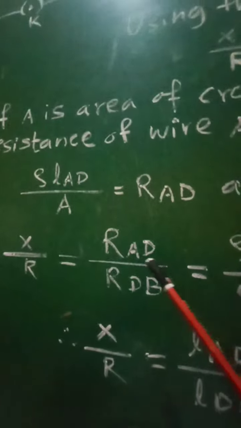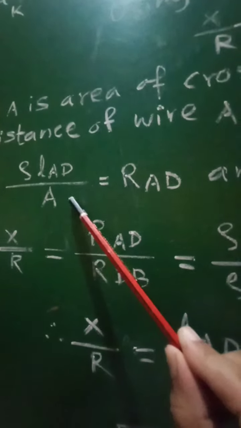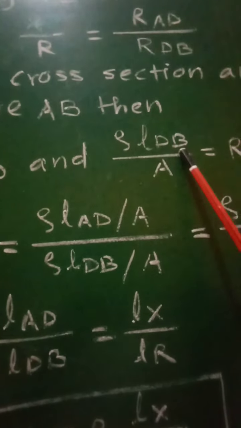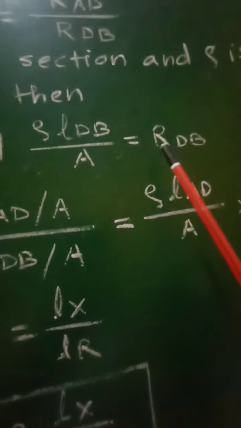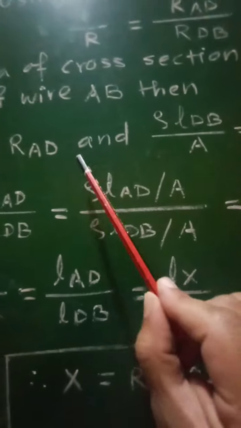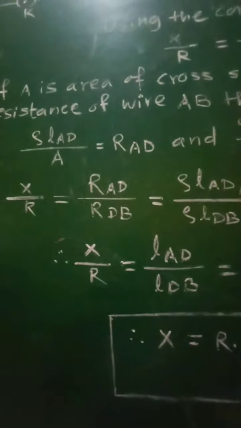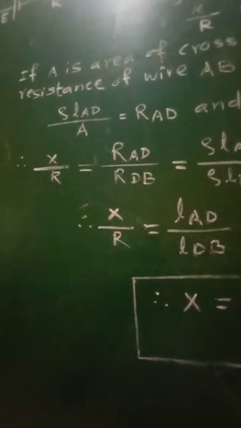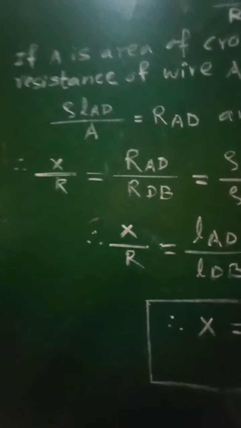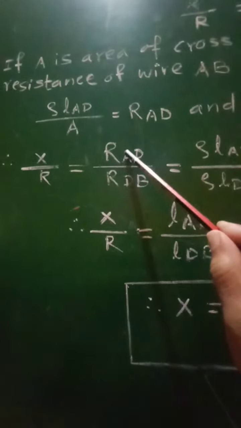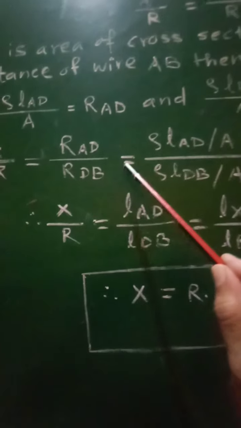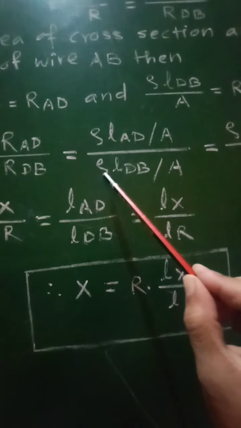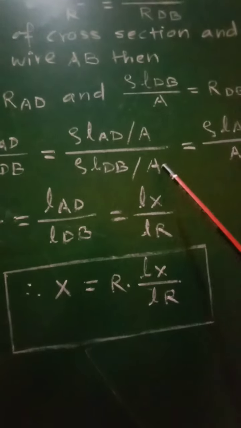Therefore from this relation, rho into L_AD upon A will be equal to R_AD and rho into L_DB upon A equal to R_DB. So these are the two resistances of the lengths of the wire AD and DB. Putting these values in the above equation we will get X by R equal to R_AD upon R_DB equal to rho L_AD upon A divided by rho L_DB upon A.